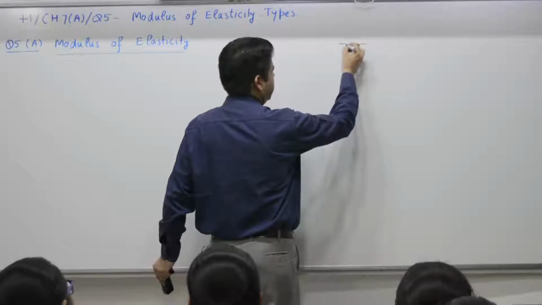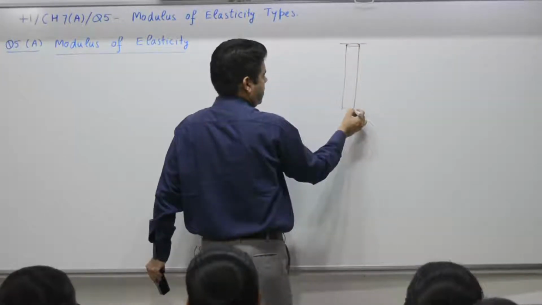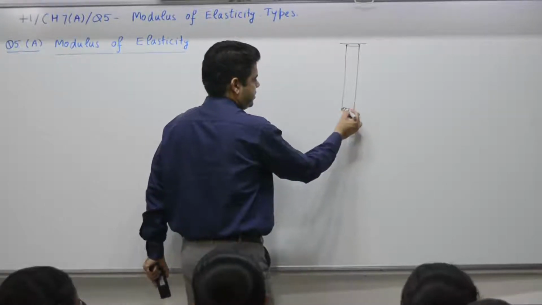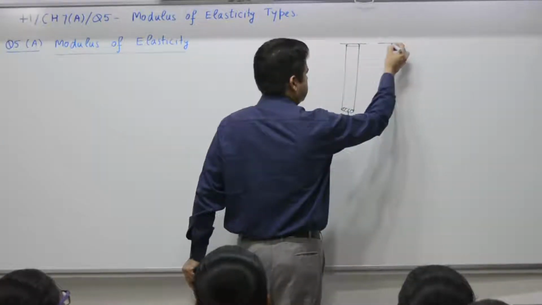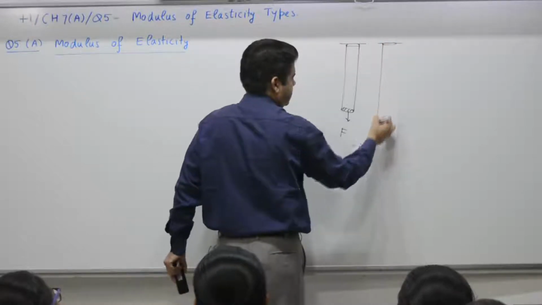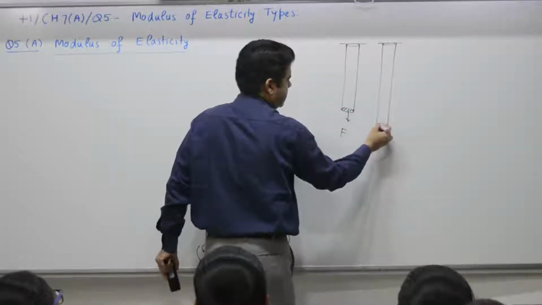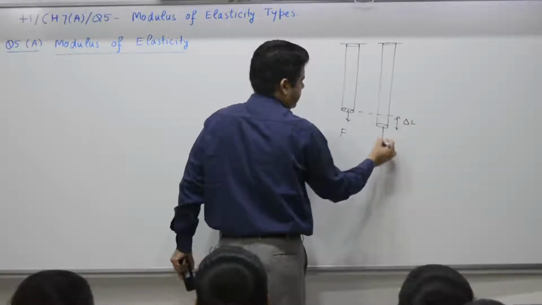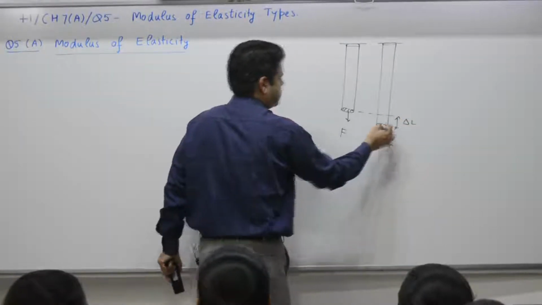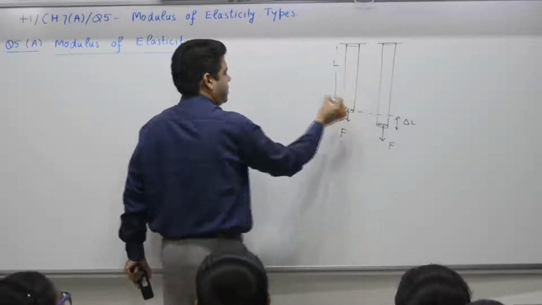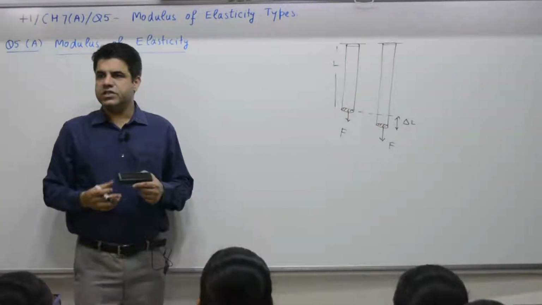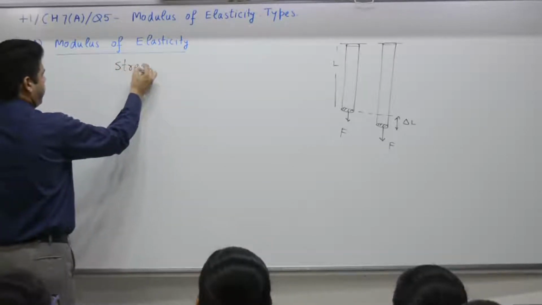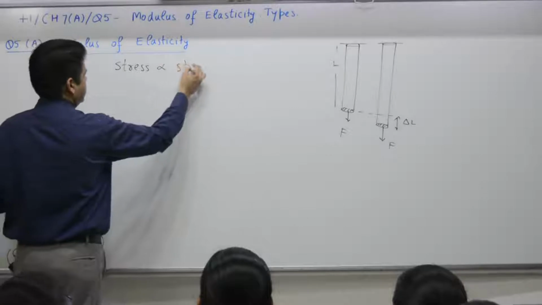If you take a steel wire and apply force, that means you are applying stress. Because of this stress, the length increases. That means there is a strain because of this force, because of stress. If stress is more, strain is also more. So, stress is proportional to strain.